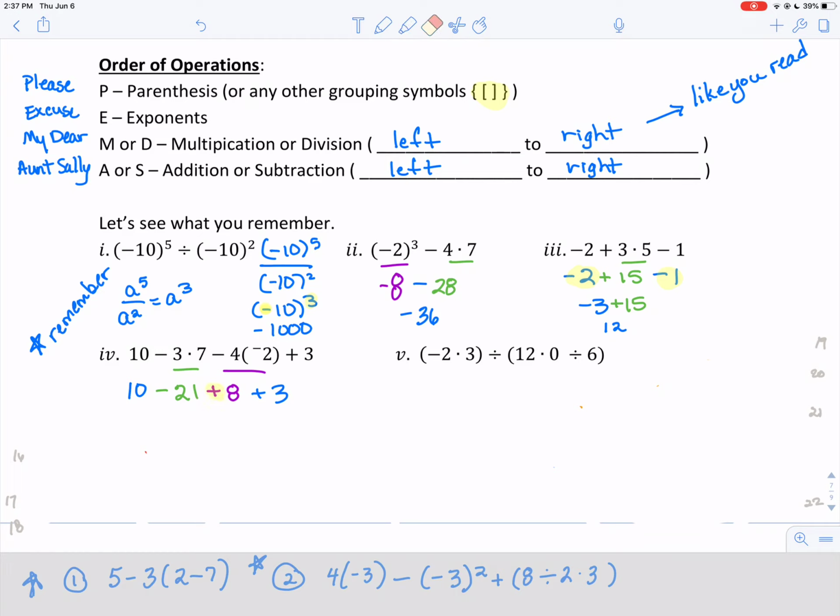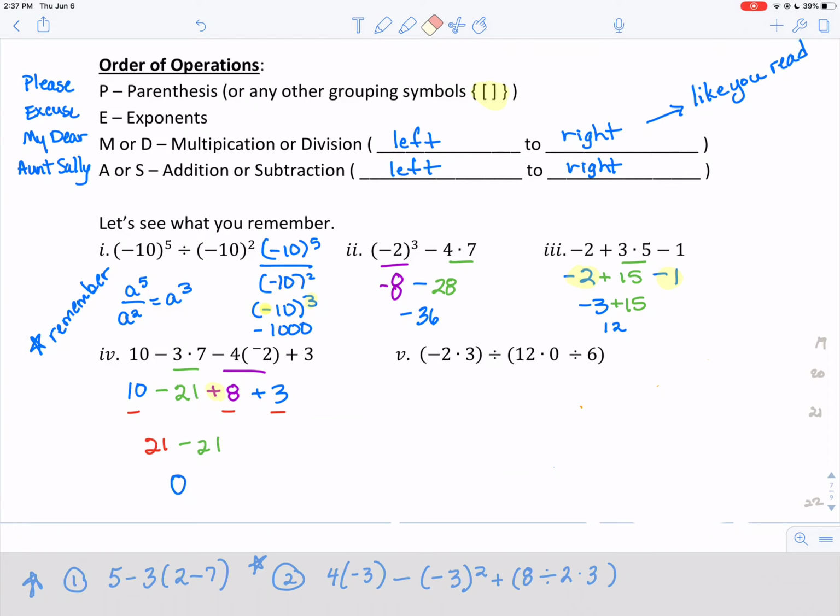And then finally, once again, we're to addition and subtraction left to right. But instead of left to right, I'm going to pick all the ones who have the same sign and add them together. And then subtract my 21. So 21 minus 21 gives me 0.